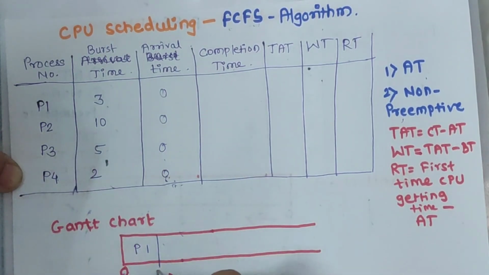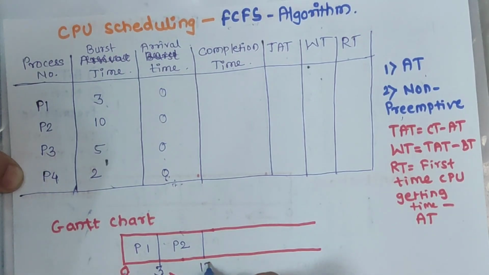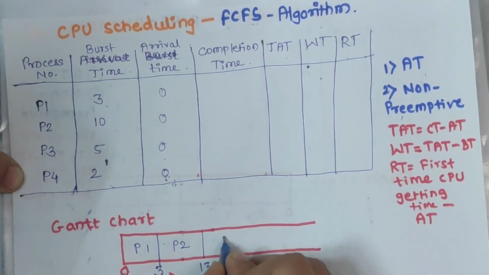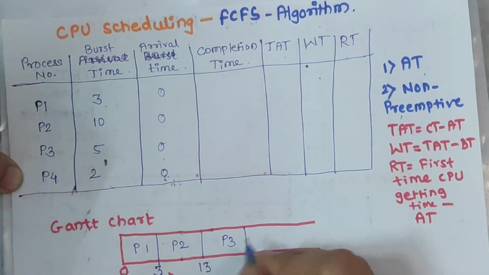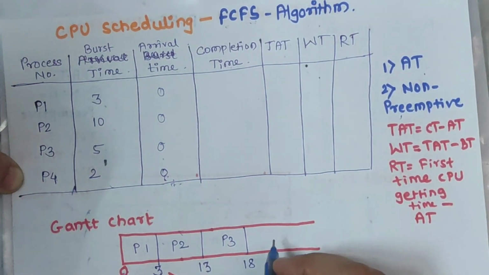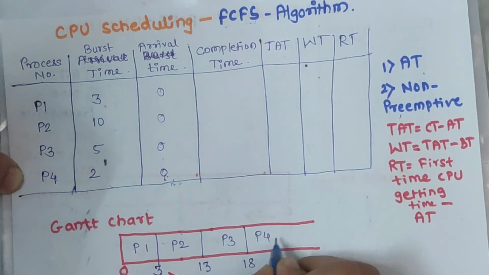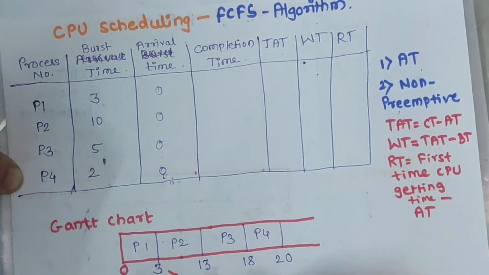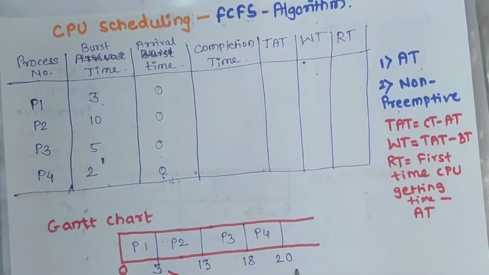P1 requires 3 units for completion. After completion of process P1, we put process P2 which takes 10 units, that is at 13 it is getting completed. Then we put the process P3 which takes 5 units of time, that is it is getting completed at 18. And finally process P4 requires 2 units and is getting completed at 20. So this is how we have completed execution of all the processes.